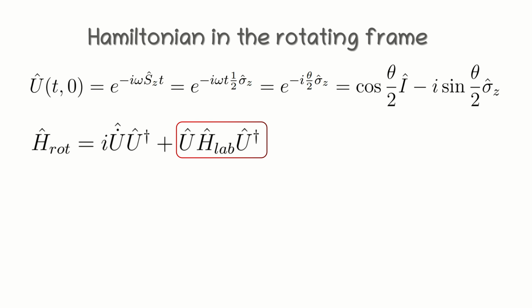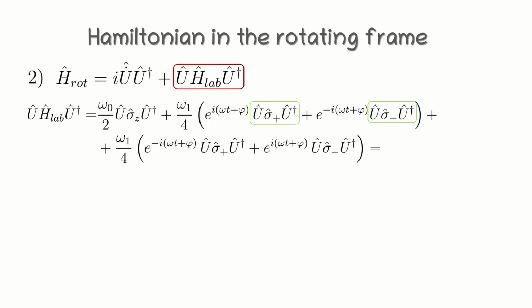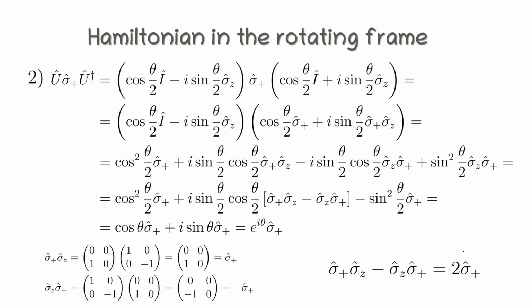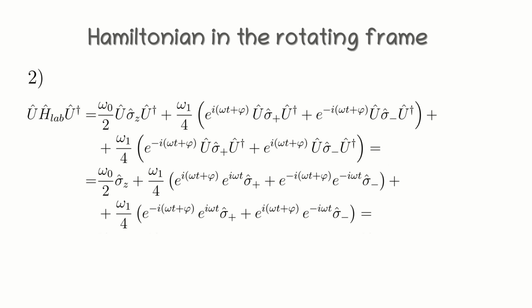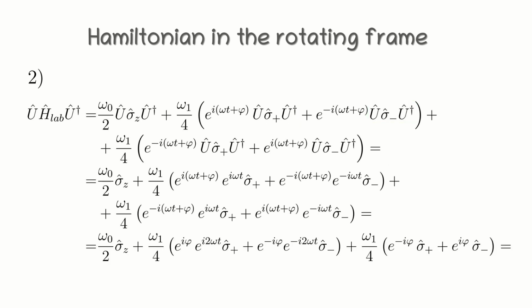Now we move to the second term. Using the expression for the Hamiltonian in the lab frame, we get sigma plus and sigma minus operators sandwiched between the evolution operators. The calculation of the corresponding sandwich formulas will be shown on the next two slides. I will not comment on them. If you have something unclear, please watch the video about the sandwich formulas for rotation operators. Here is the derivation of the sandwich formula for sigma plus. And the same one can do for sigma minus. We get two short and elegant expressions. In the next step, we just use them. And then we just simplify the expression.